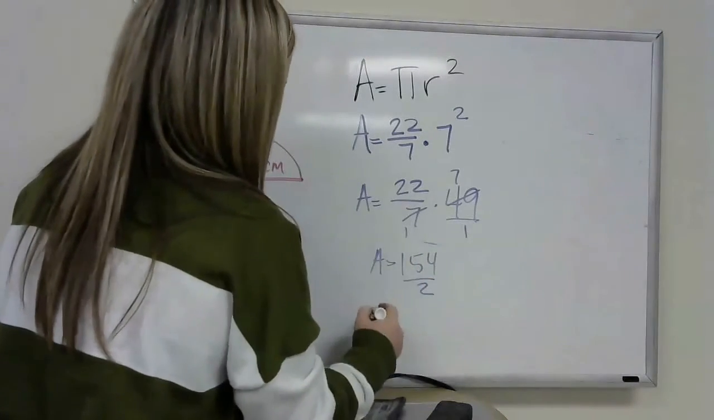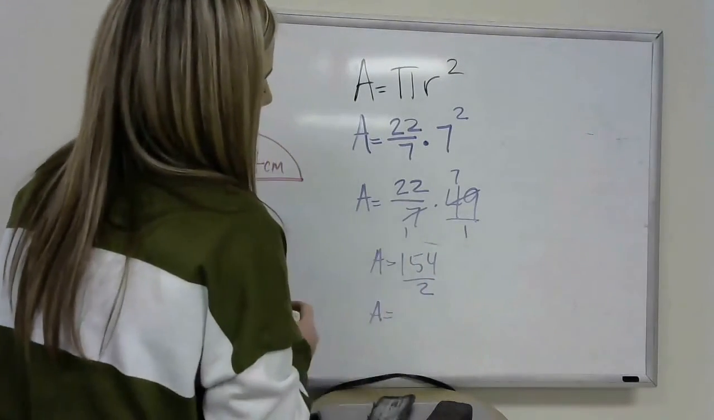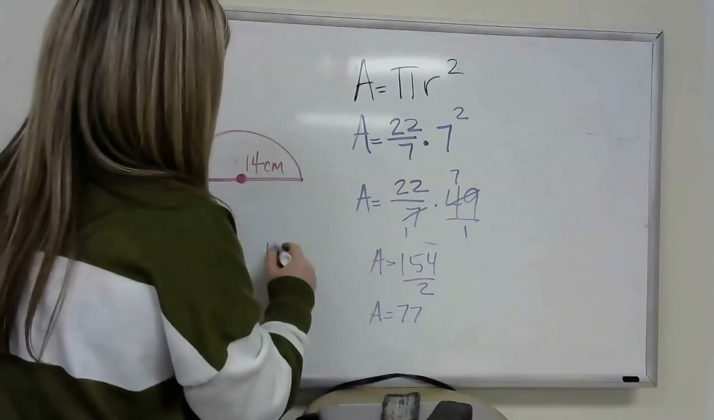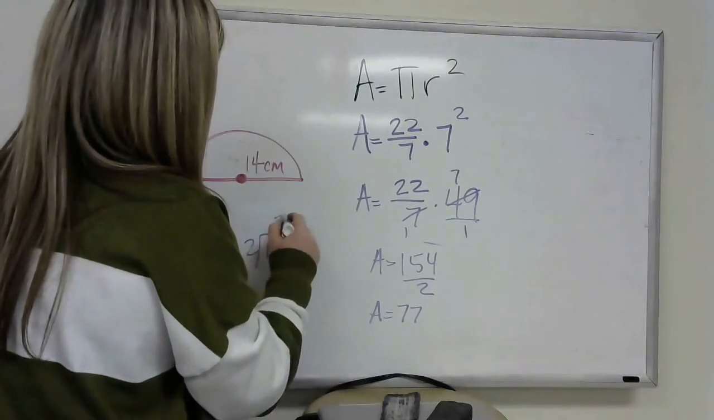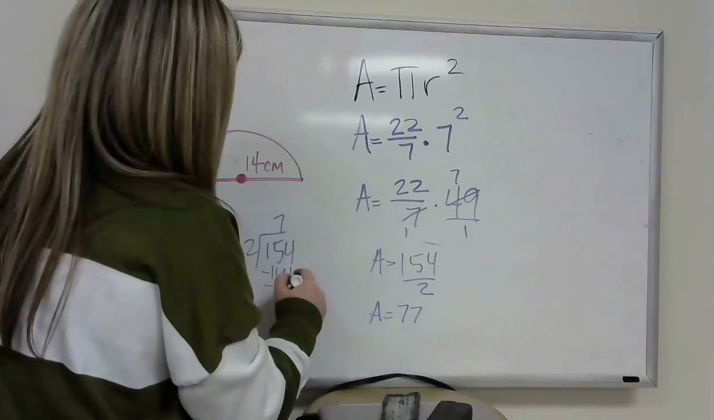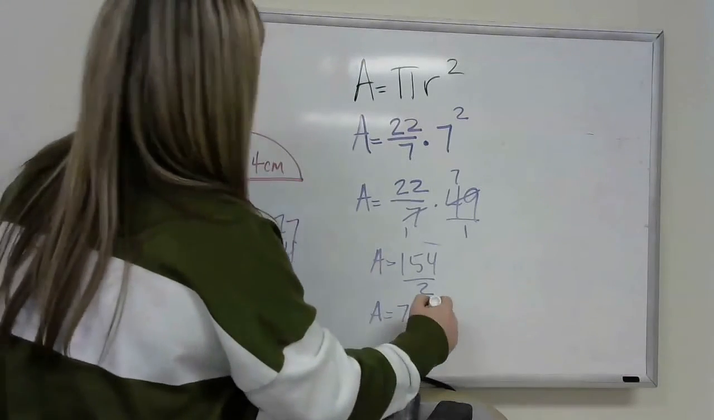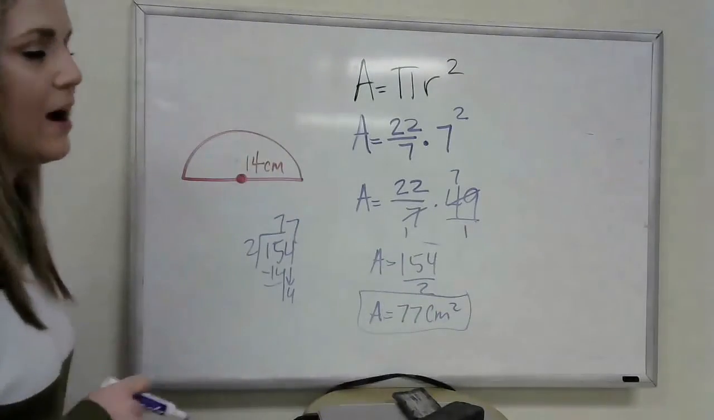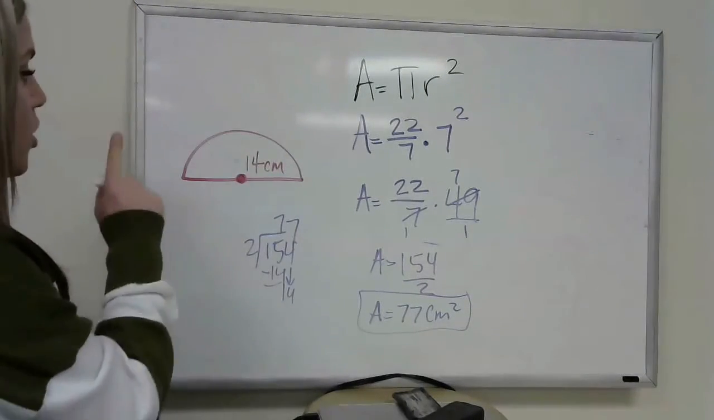So we're going to divide that by 2. And that will be 77, I believe. Let me do that in my head. 7, 14, yep. 77 centimeters squared.